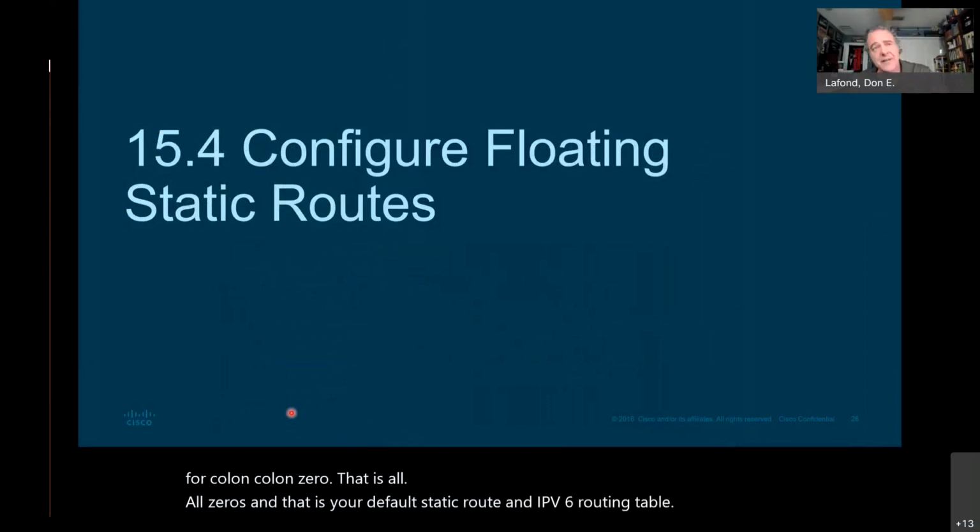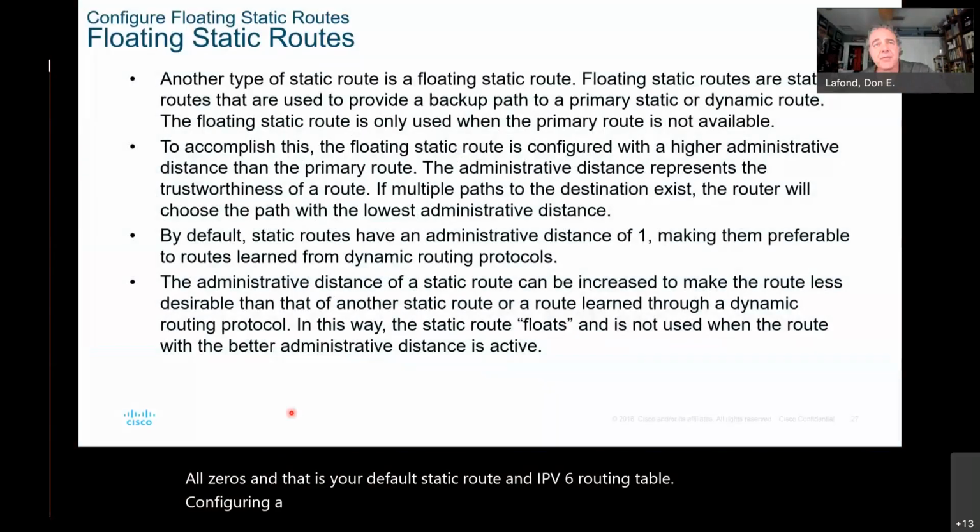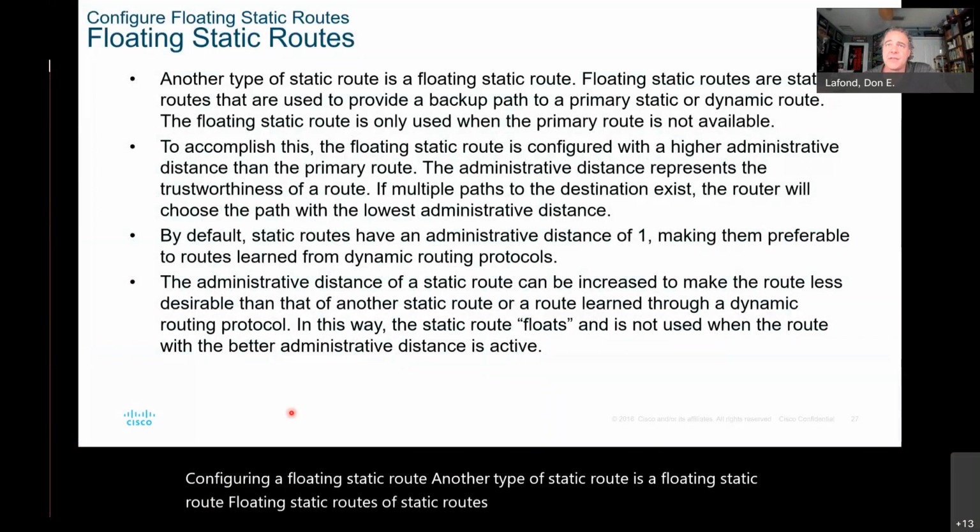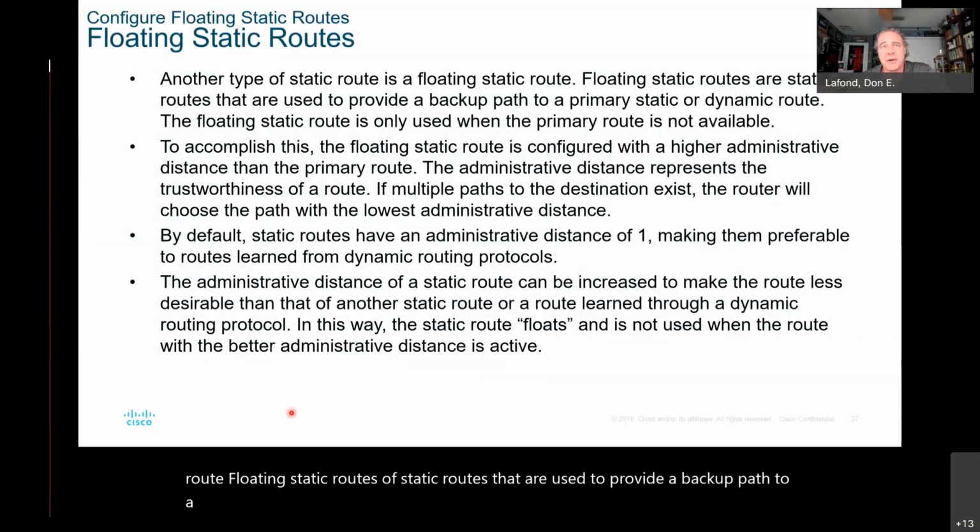Configuring a floating static route. Another type of static route is a floating static route. Floating static routes are static routes that are used to provide a backup path to a primary static or dynamic route. The floating static route is only used when the primary route is not available. To accomplish this, the floating static route is configured with a higher administrative distance than the primary route.